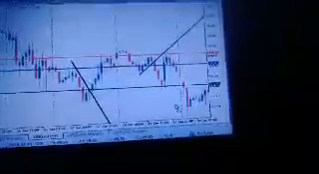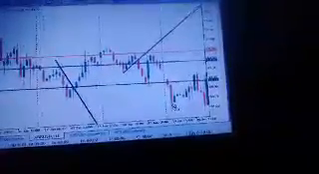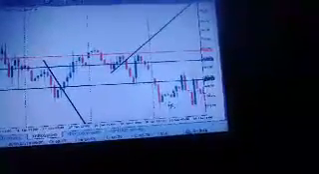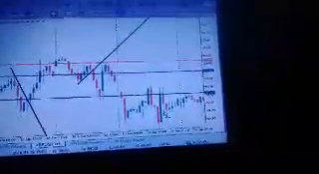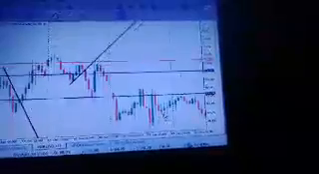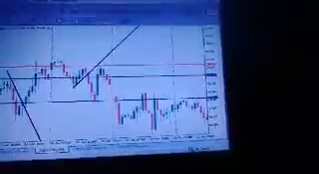So look in the next day. Let's see what happens in the next day. Okay, I don't really see anywhere to draw a trend line here. The market is kind of consolidating, so just wait for when trends start. Okay, the market is now trending there.